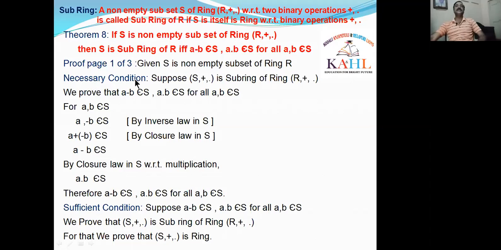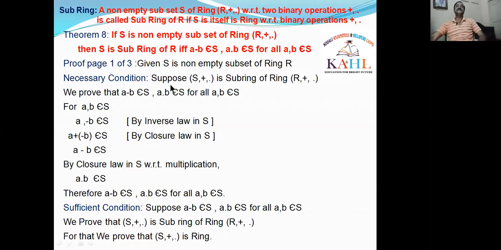What is the necessary condition? If we take the LHS part, that is, S is a subring of R, we have to prove these two: a minus b belongs to S and a dot b belongs to S for all a, b belongs to S. For that I am taking the left hand side, S is a subring of R, and we want to prove these two.